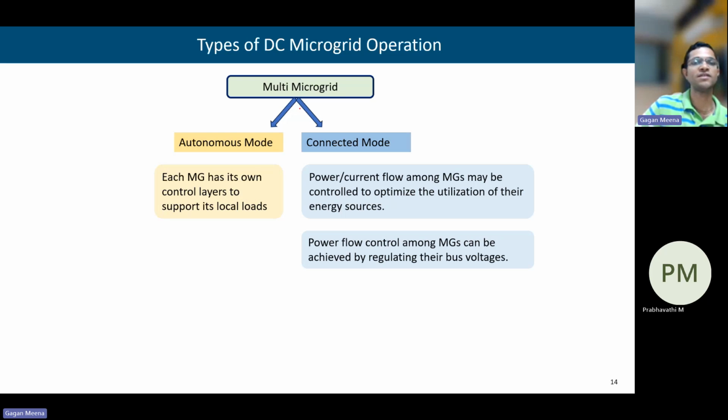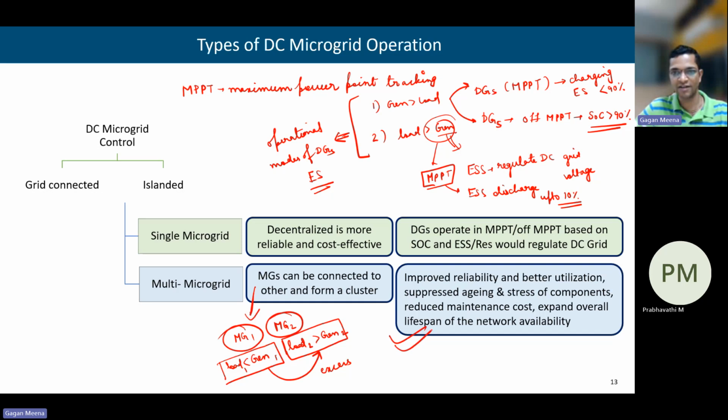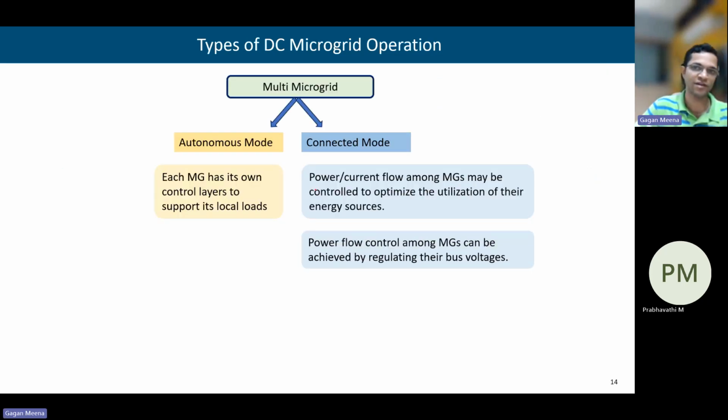In multi-microgrid, there are two modes. One is autonomous mode and one is connected mode. In autonomous mode, each microgrid has its own control layer to support its local load. Whatever benefits are written here can be obtained when the multi-microgrids operate in the connected mode.